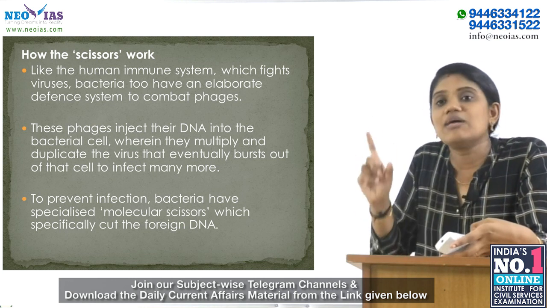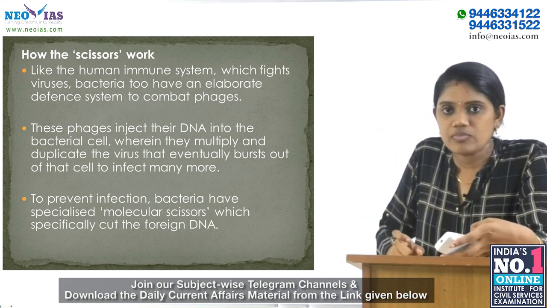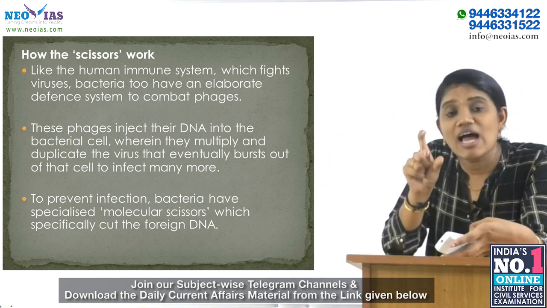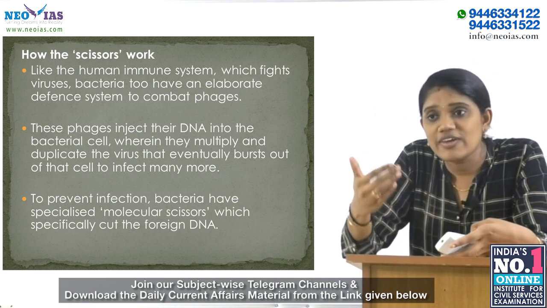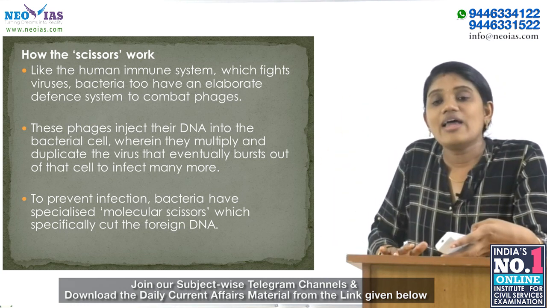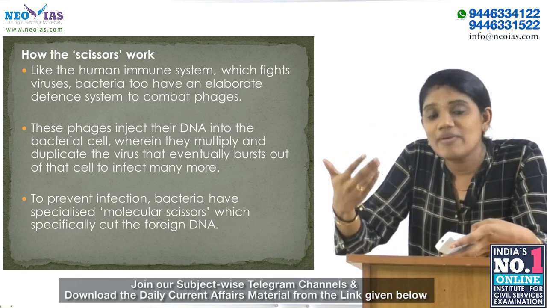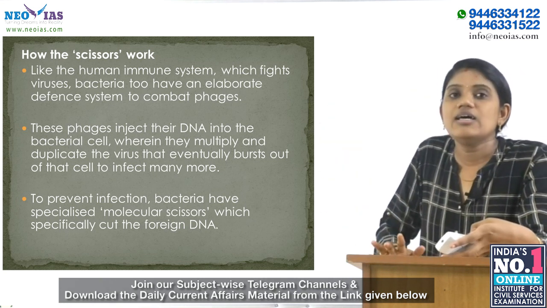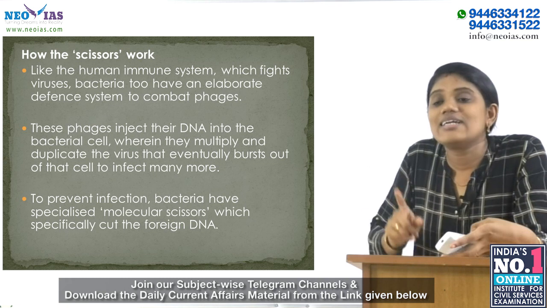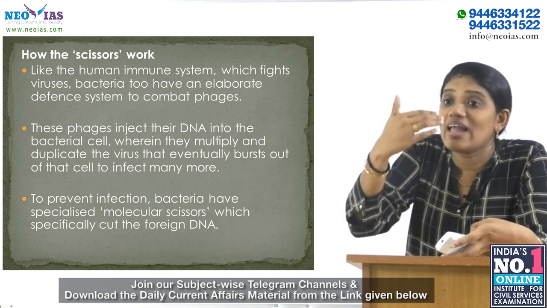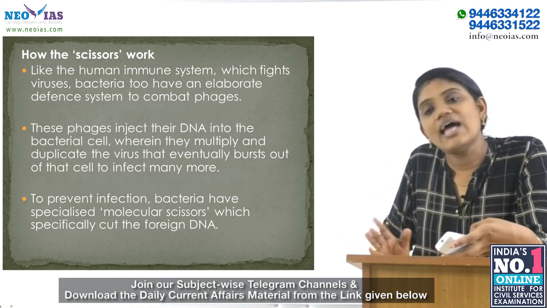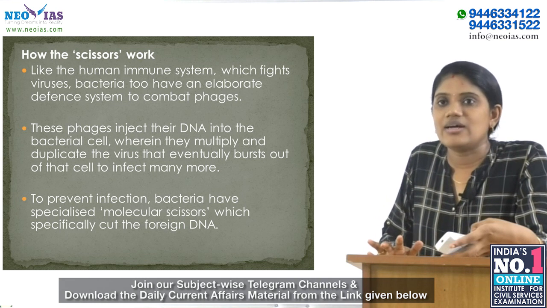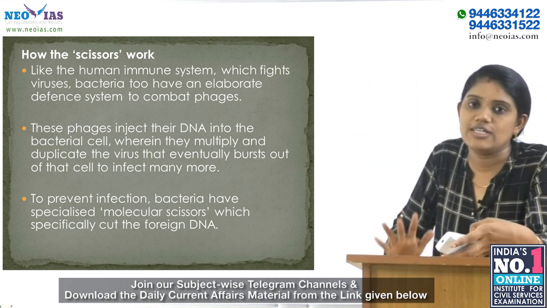Okay, so here comes the function of the molecular scissor. To prevent the infection, bacteria have a specialized molecular scissor which specifically cuts this foreign DNA and thereby prevents multiplication in bacterial cells. Also, this molecular scissor not only cuts the viral DNA, but also regulates the entry of other foreign DNA that might host antibiotic resistance genes. Clear? This is how this scissor works.